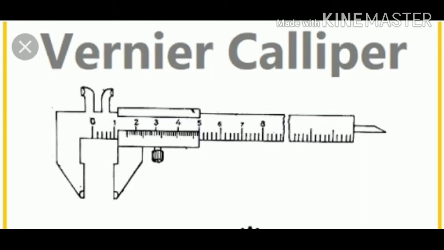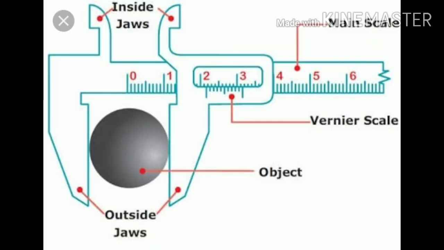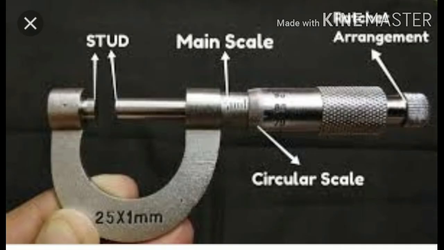This is the figure of a vernier caliper. This is how we put the object between the two jaws of a vernier caliper and measure. This is a screw gauge. We are going to study these two instruments later on, along with the practical classes.